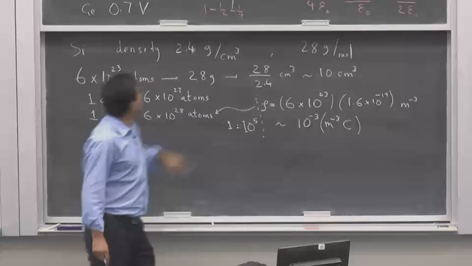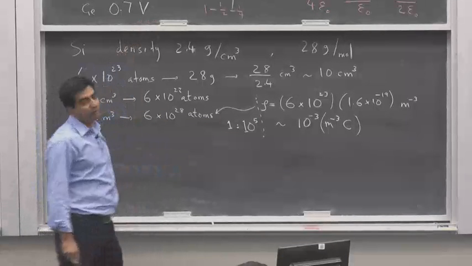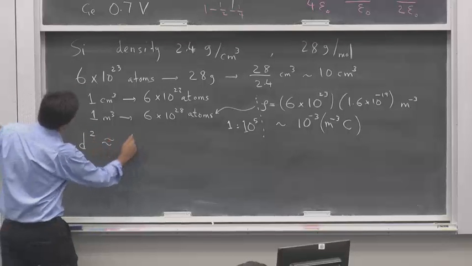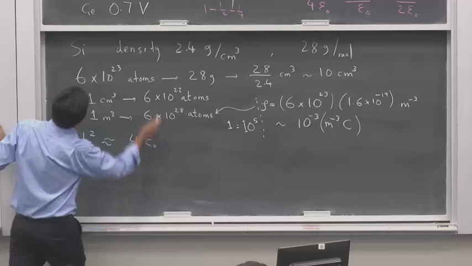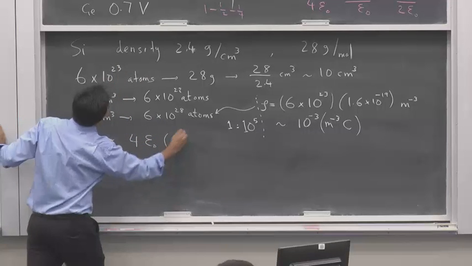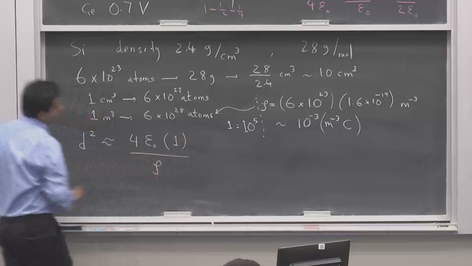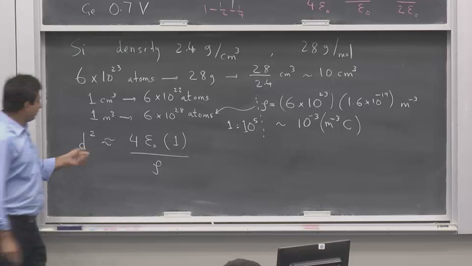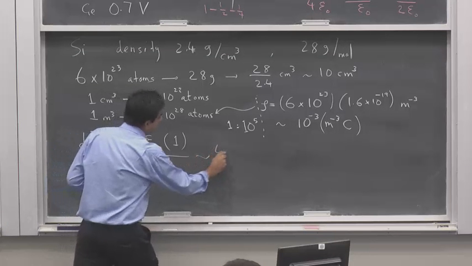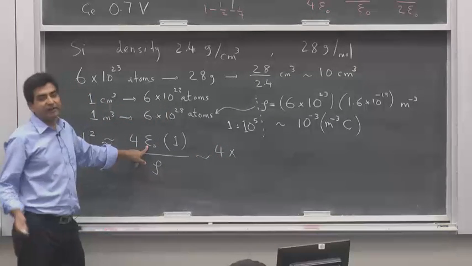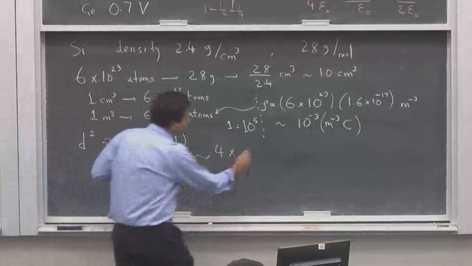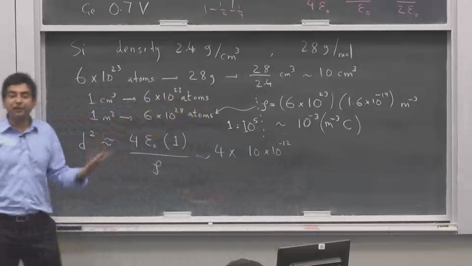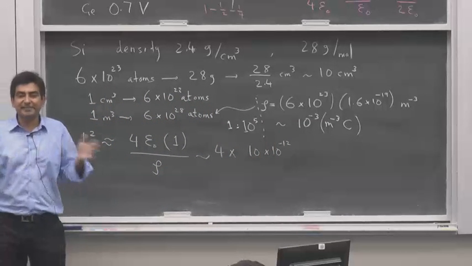Now I can use this value of rho in here to find out what D square is. My D square is roughly 4 epsilon naught into 1 volt divided by rho. Now, let's find out D squared. This is 4, now this is 8.85 into 10 to the power minus 12, which is 10 into 10 to the power minus 12 roughly. But since we're not dealing with vacuum here, we have a material like silicon.